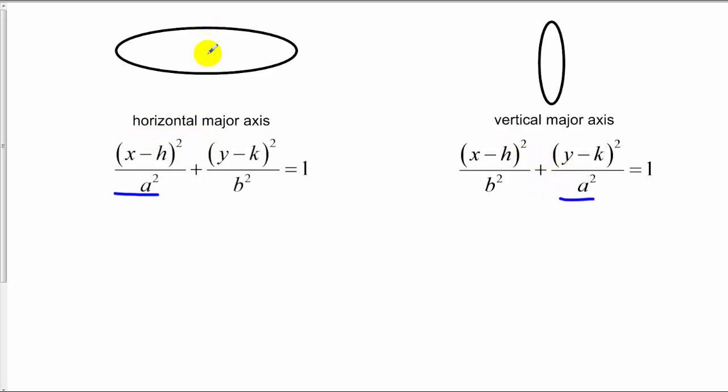Now there's a relationship between a, b, and c. If I were to take the b length, connect it with the c length, the distance from the 2 points would actually be a, in a right triangle. So I have a squared equals b squared plus c squared as a relationship between a, b, and c for all ellipses.